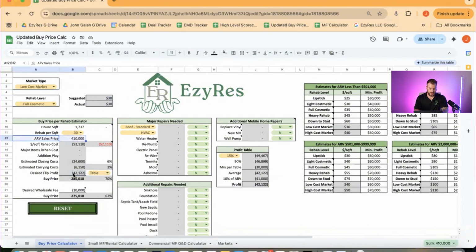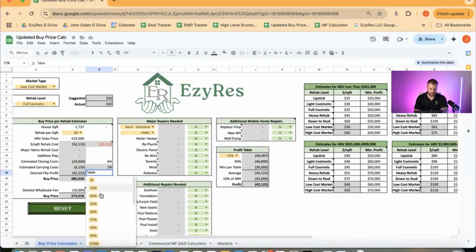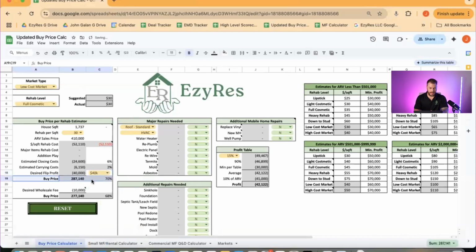It's 410 ARV with a 42K profit. Let's just call it 40, round it down. And I could sell this to a buyer at 287. So now people always ask, what's my MAO? Your MAO is basically the max sale price that you could sell it at minus 5K.